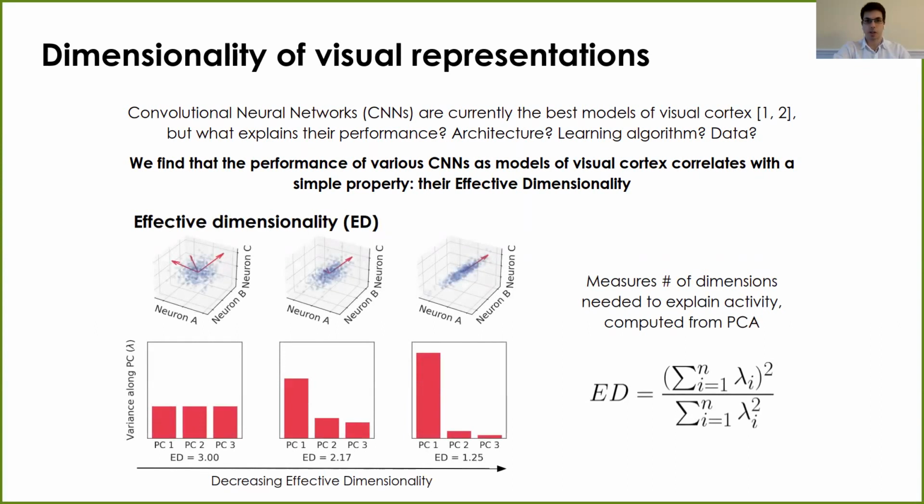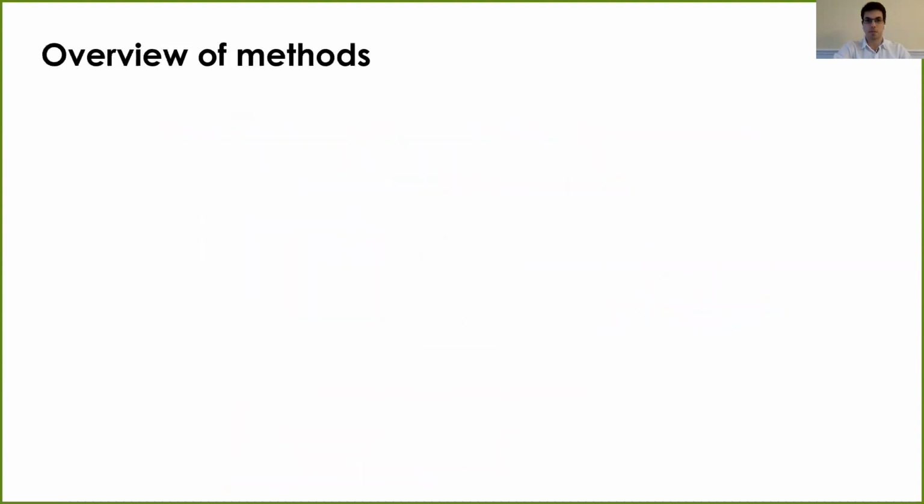The diagram shows an example of 3 response profiles for a population of 3 neurons and the corresponding variance along each PC. Going from left to right, we see that when neurons are more correlated, a smaller number of PCs are necessary to explain their activity, and the effective dimensionality decreases according to the formula on the right. Our main result will be to show that better models of visual cortex tend to have higher effective dimensionality.